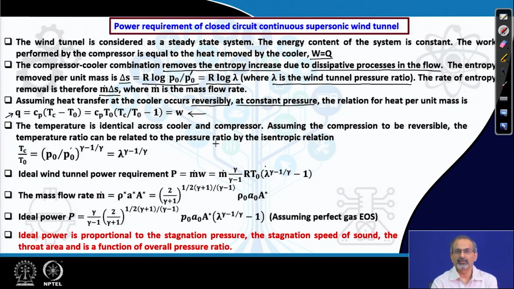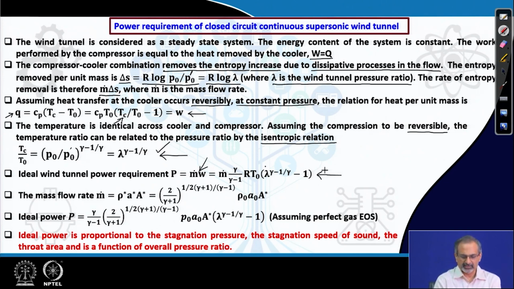And if you assume that the compression is happening reversibly, there is no entropy increase there, then the temperature ratio can be connected with the pressure ratio using the isentropic relation, which we have stated here. Thereby, you are able to express the Tc by T naught in this equation in terms of P naught by P naught dash, which is lambda, through this expression. Ideal wind tunnel power requirement will therefore be m dot into W, which is given by this expression.